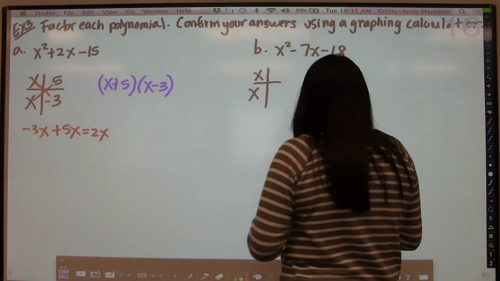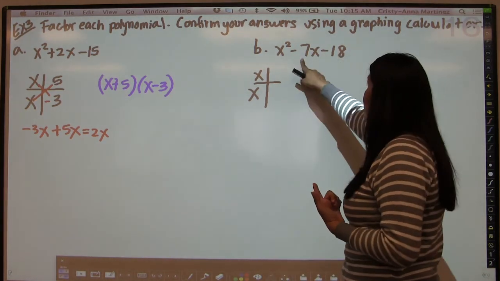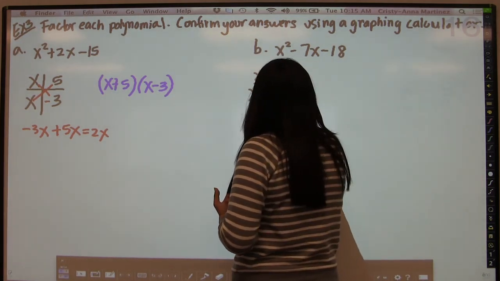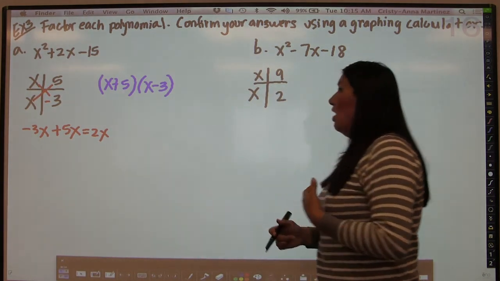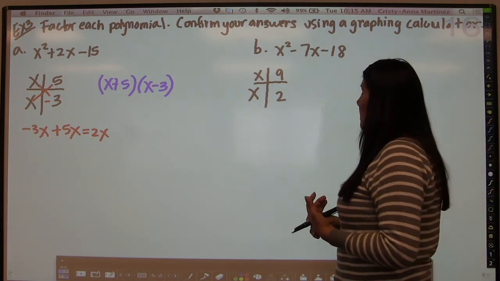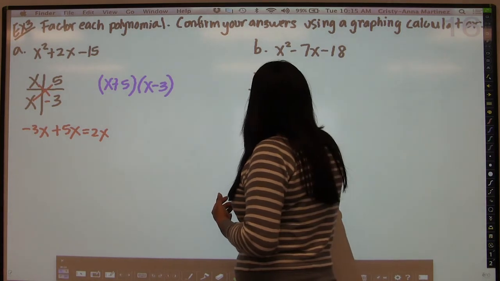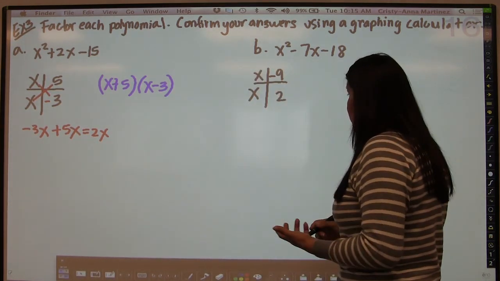Again, you could do 6 and 3, but the 6 and 3 is not going to give you the negative 7 that you're looking for. So I'm going to go with the 9 and 2 because I know that 9 minus 2 is 7. But I don't want 9 minus 2 because 9 minus 2 is going to give me a positive 7. I want negative 9 and positive 2 so I can get a negative 7.